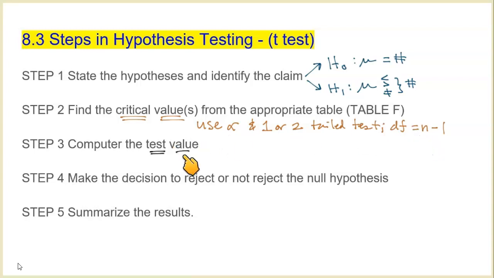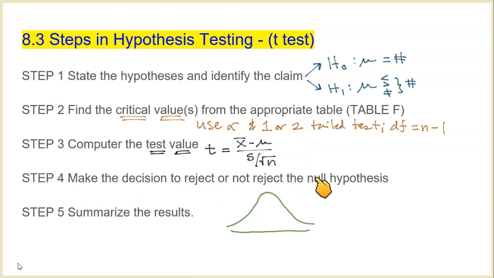So that's the information we need in order to find the critical value, and we'll refresh our memories on that as well. The test value is the formula we looked at previously, so it's a t-score essentially, which is x bar, the sample mean, minus the population mean, divided by the sample standard deviation divided by the square root of n.